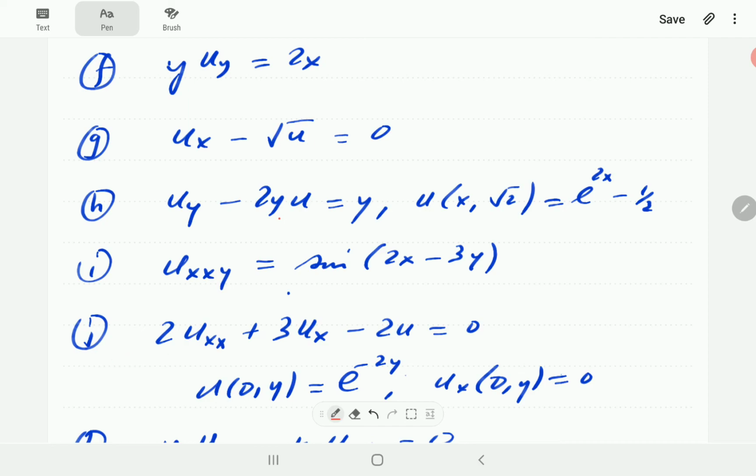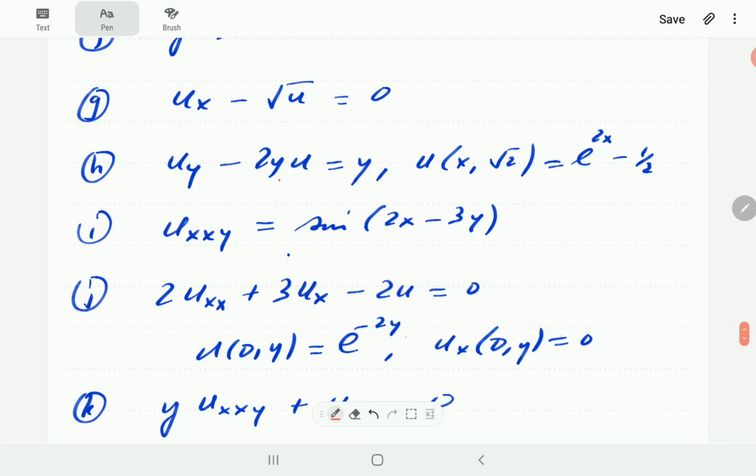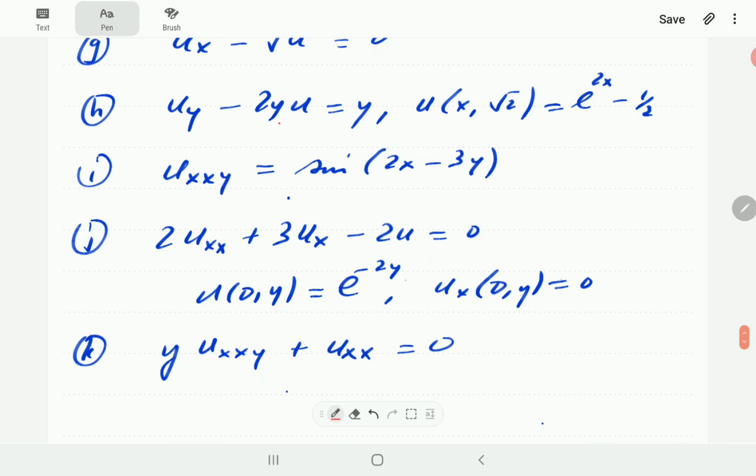For J, we've got 2u_xx + 3u_x - 2u = 0. We have initial conditions here. When x is 0, u is e^(-2y), and then the x derivative is 0. And then for K, we've got y u_xxy + u_xx = 0.